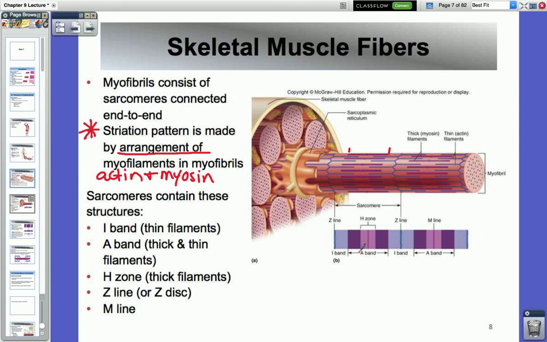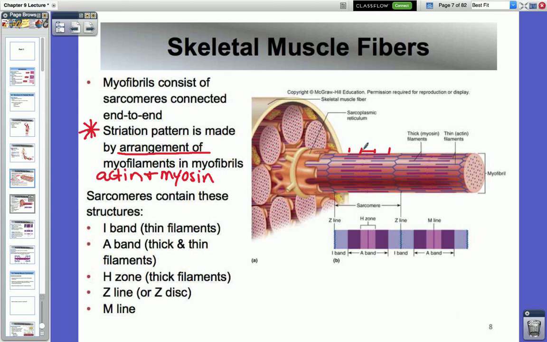And then we have what we call the H zone. The H zone is where we only have the thick filament. So thin filament only was the I band. The area where we only have thick filament, so from here to here, you notice there's only myosin in this center. That's going to be the H zone. Okay.